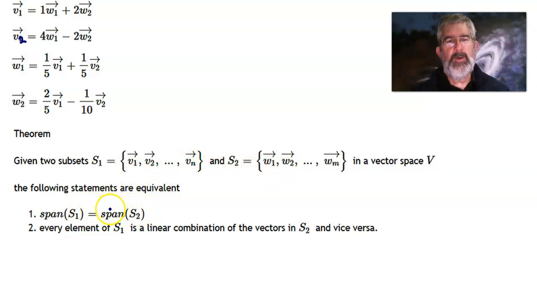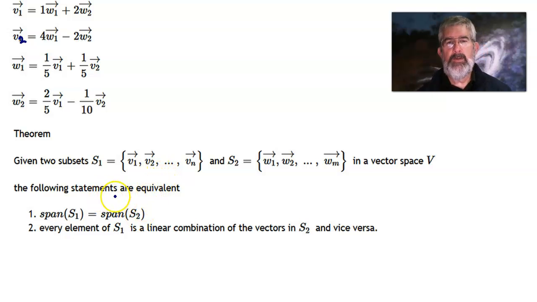Then the following statements are equivalent: the span of the two sets are equal to each other, span of S1 is equal to span of S2. That's equivalent to saying that every element of S1, every one of these vectors, can be written as a linear combination of all these vectors and the other way around. So these vectors can be written as a linear combination of those.